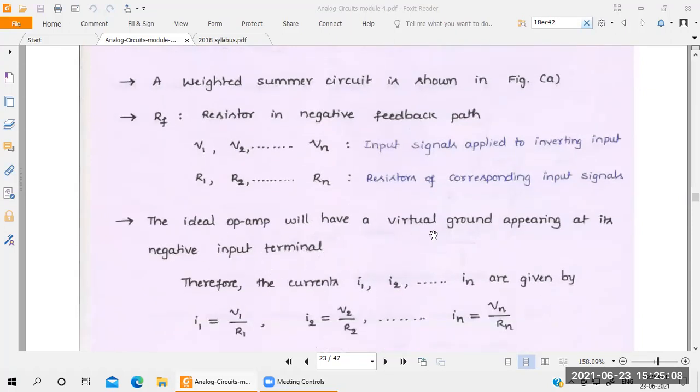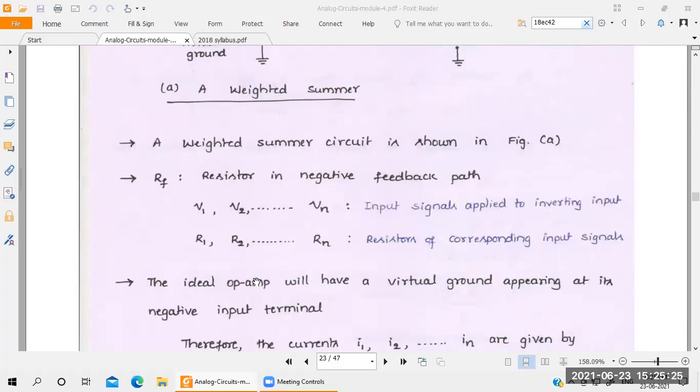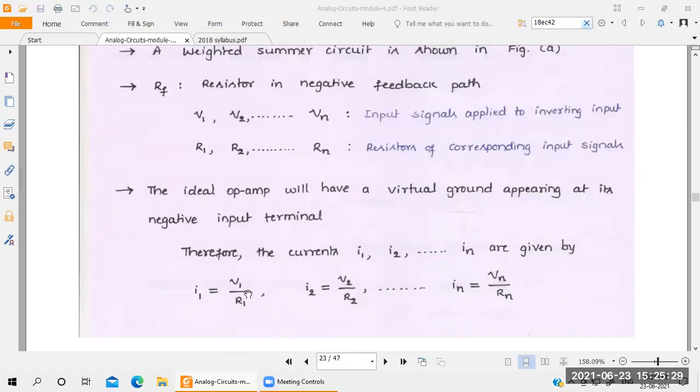Then the ideal op amp will have a virtual ground appearing at the negative of the input here. So when V2 is ground here, V1 is also ground because of virtual ground. Understood? Remember this one. I think we already discussed in the previous class why V1 is 0.